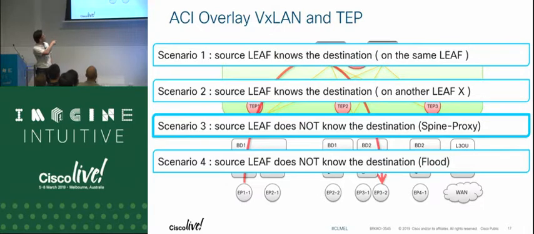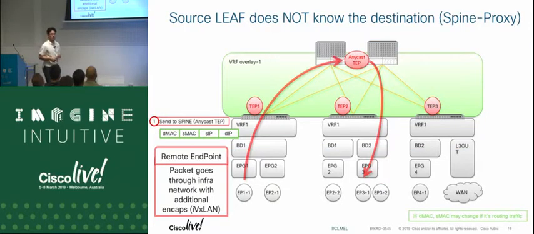Then the next one is where the source leaf does not know the destination and decides to do the spine proxy. So what is spine proxy? In ACI, on the spine, we have a database called the COOP database. In that database, we store all the endpoint information of the entire ACI fabric. So if the leaf doesn't know about the destination, then the leaf can just ask the spine so that the spine can do the lookup for it. That behavior itself is called spine proxy.